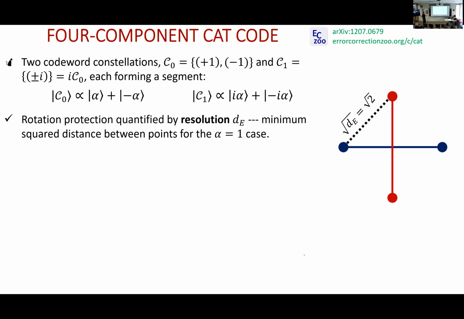I'll call it the resolution, because if you remember coherent states, the closer they are, the worse you can resolve them. The farther they are, the better you can resolve them. So this distance for fixed radius quantifies how well you can resolve them at alpha equal to 1.